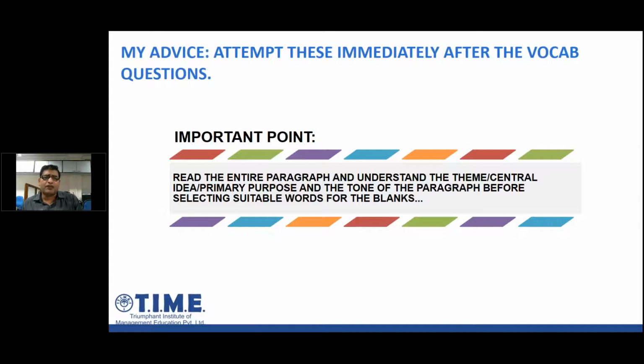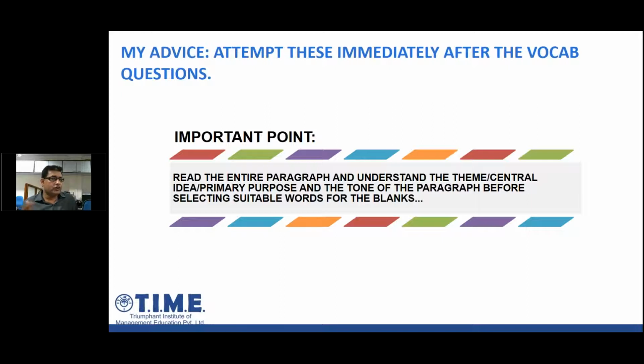Okay, and after vocab questions, the first thing that you should do is go to cloze test. An important point is to read the entire paragraph, as I already stated, and understand the theme, central idea, primary purpose, and the tone of the paragraph before selecting suitable words for the blanks.